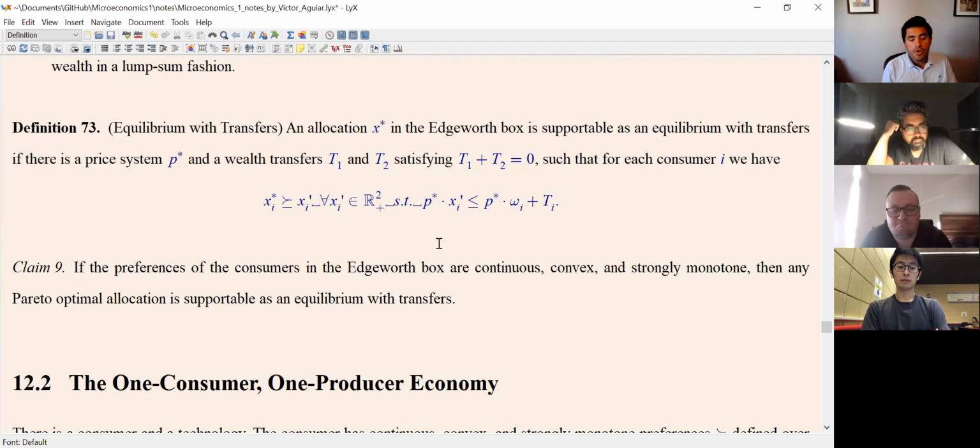Okay. So basically, this definition is going to become useful in a second, but what I want to tell you is that, and this is claim 9, if the preferences of the consumer in the Edgeworth box are continuous, convex, strongly monotone, so remember we have added way more assumptions here, then any Pareto optimal allocation is supportable as an equilibrium with transfers.